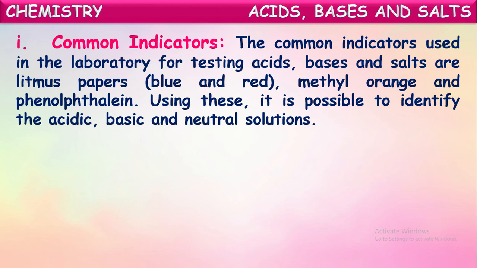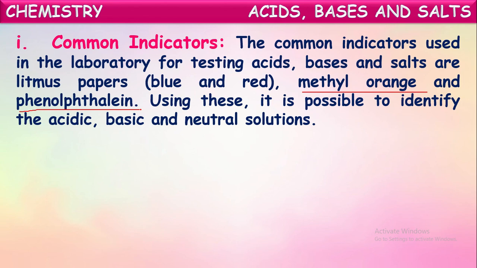Just now I told, litmus is one of the natural indicators. It is available in two colors, blue litmus and red litmus. It is available in the form of either solutions or papers in the laboratory. So litmus papers will be in two colors, blue litmus papers and red litmus papers. Along with this litmus, there are some other indicators which are commonly used in the laboratory. They are methyl orange and phenolphthalein.